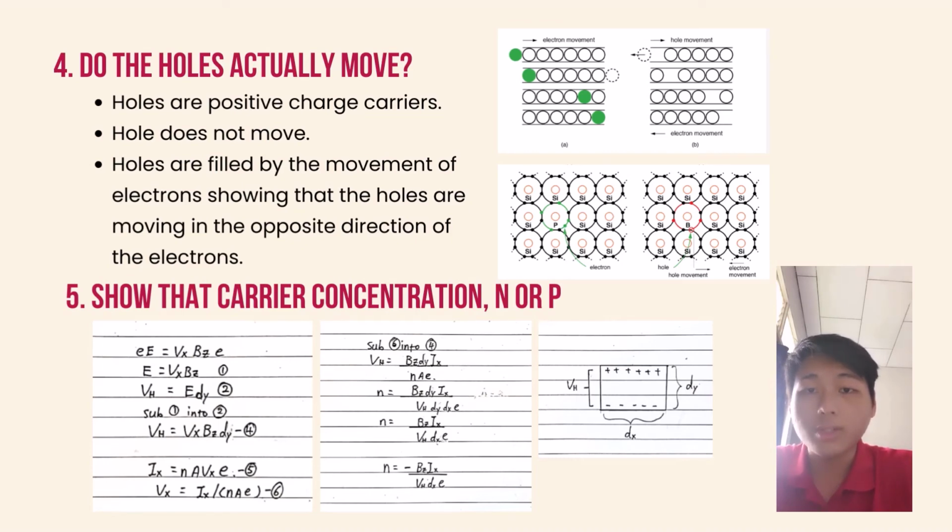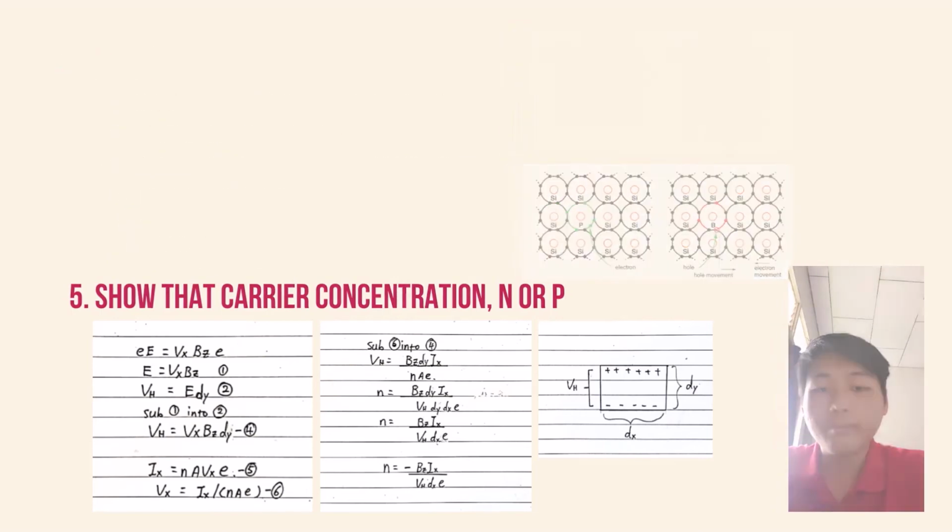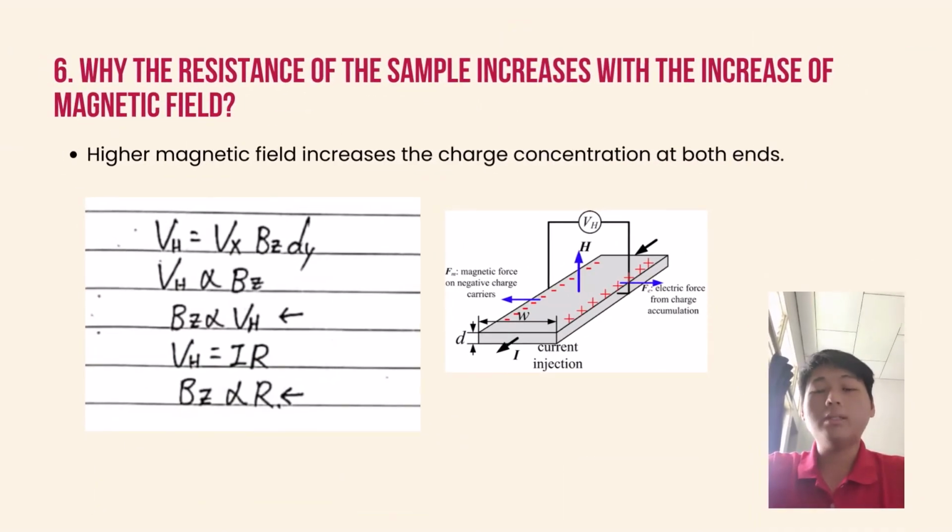Sub equation 6 into equation 4, we would get Hall voltage is equal to VDI over NAE. N is equal to VDI over VDDE. But we can cancel at the next equation where dy cancel, we would get N equals to VI over VDE. Hence, we would get the equation. But the negative sign is assuming that the semiconductor is N-type.